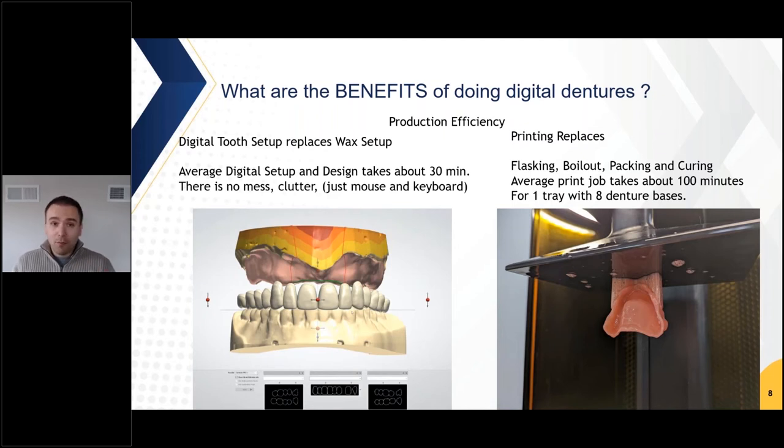So printing replaces the flasking, the boil out, the packing, and the curing. An average print job takes about 100 minutes. Now, in the picture you see a single denture on a tray, but on that single build platform, we can put up to like 8 different dentures. And so while those 8 dentures are printing, you have so much more time available to do other things.